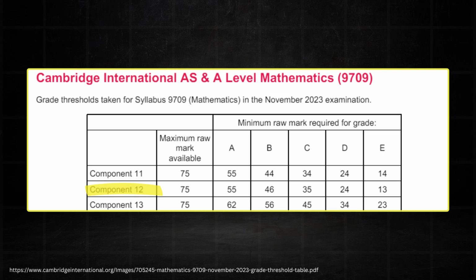If we look at paper 12 for 9709 A-level maths in October-November 2023, we can tell that according to grade thresholds, you needed a minimum raw mark of 55 out of 75 to get an A, a raw mark between 46 and 54 to get a B, 35 and 45 to get a C, 24 and 34 to get a D, 13 and 23 to get an E, and anything below that is a U.